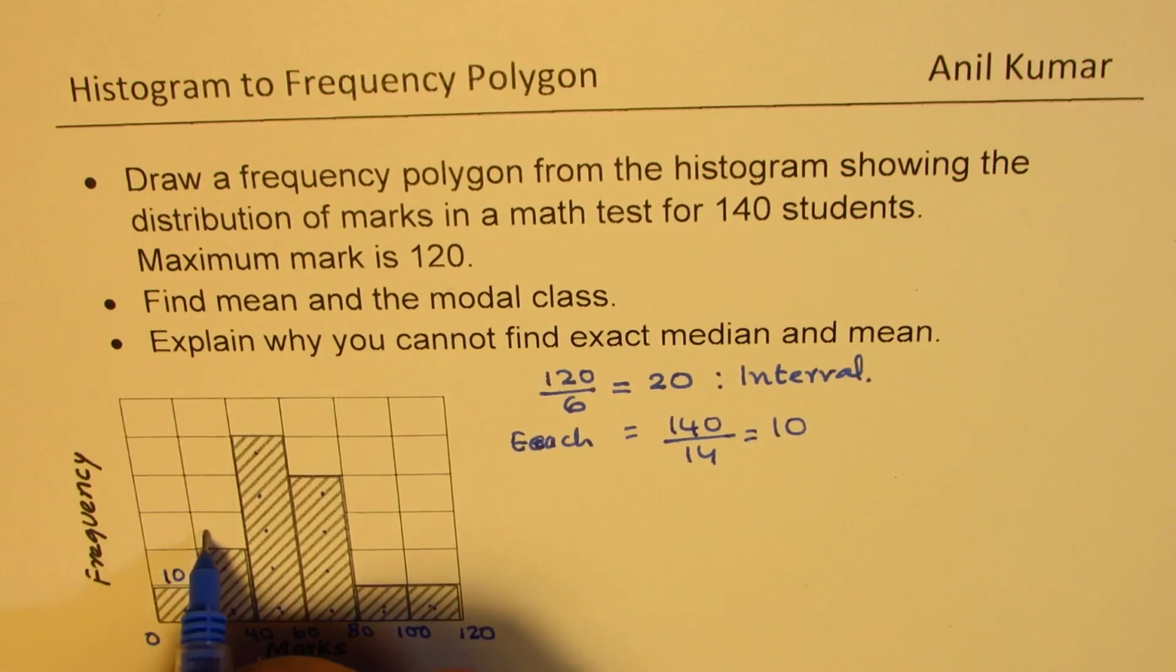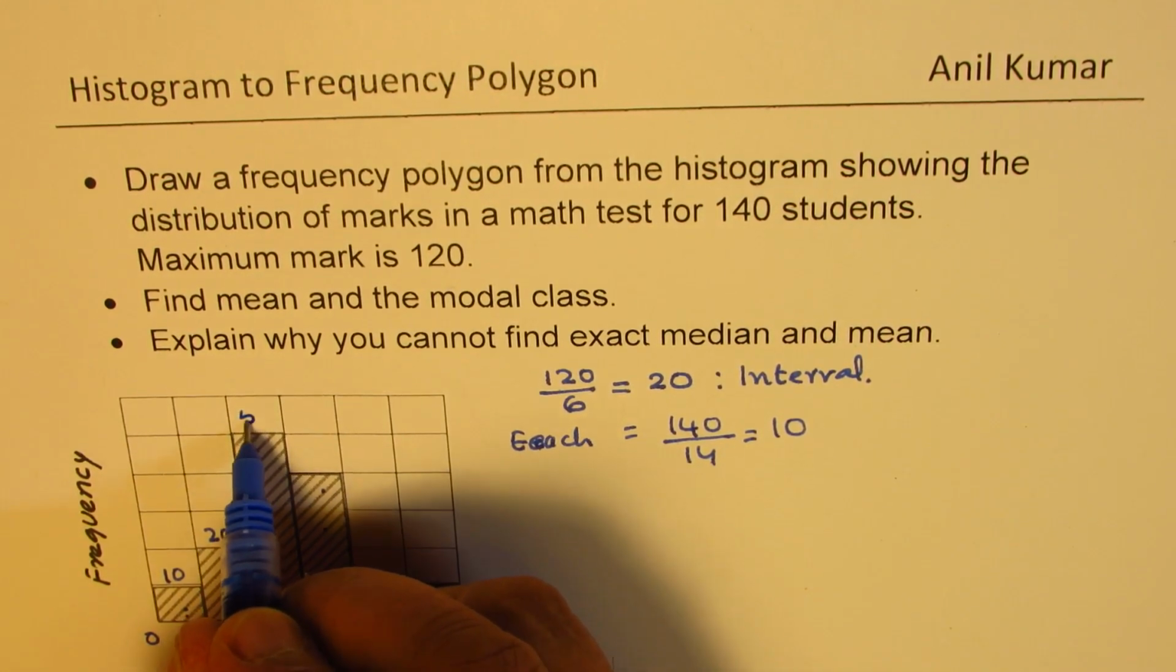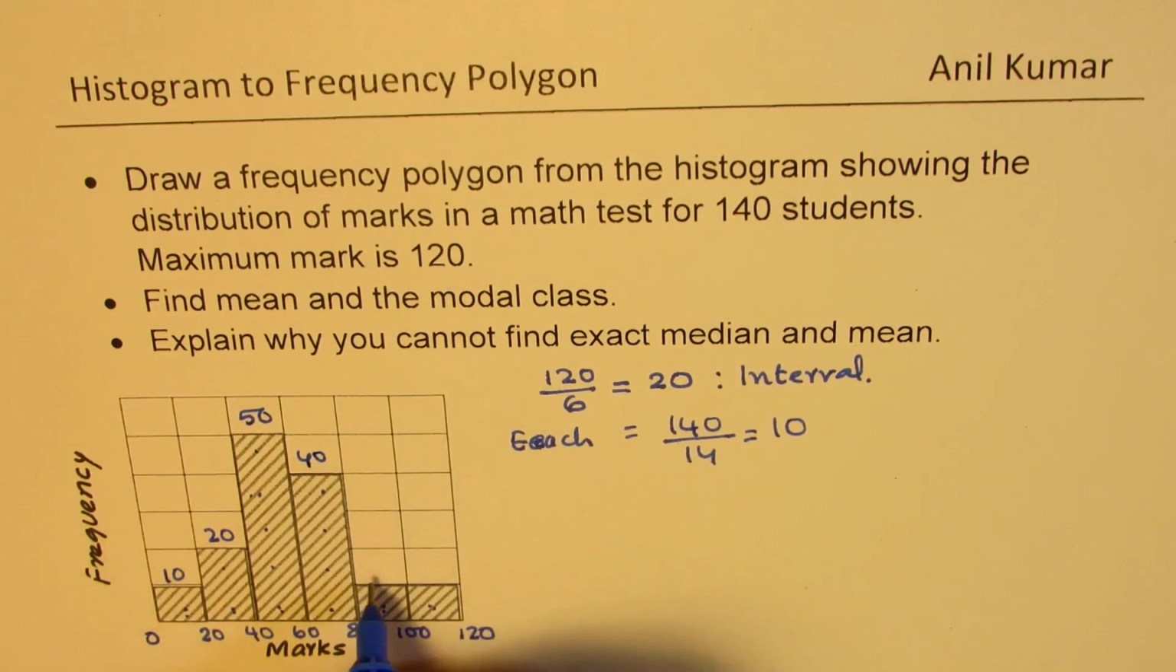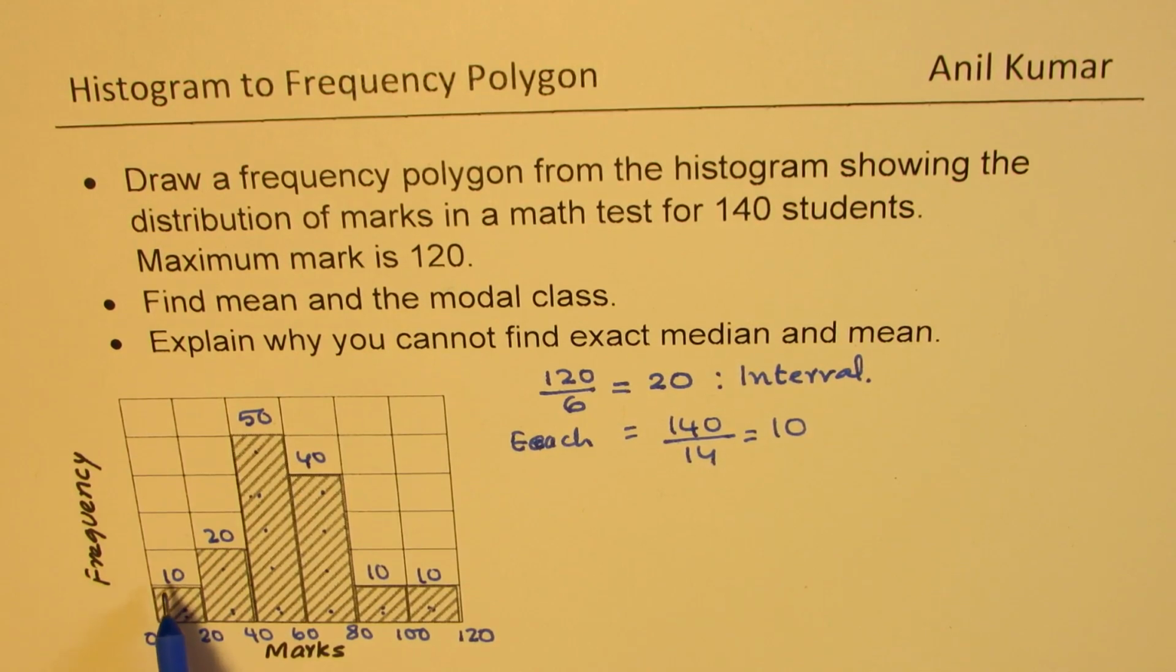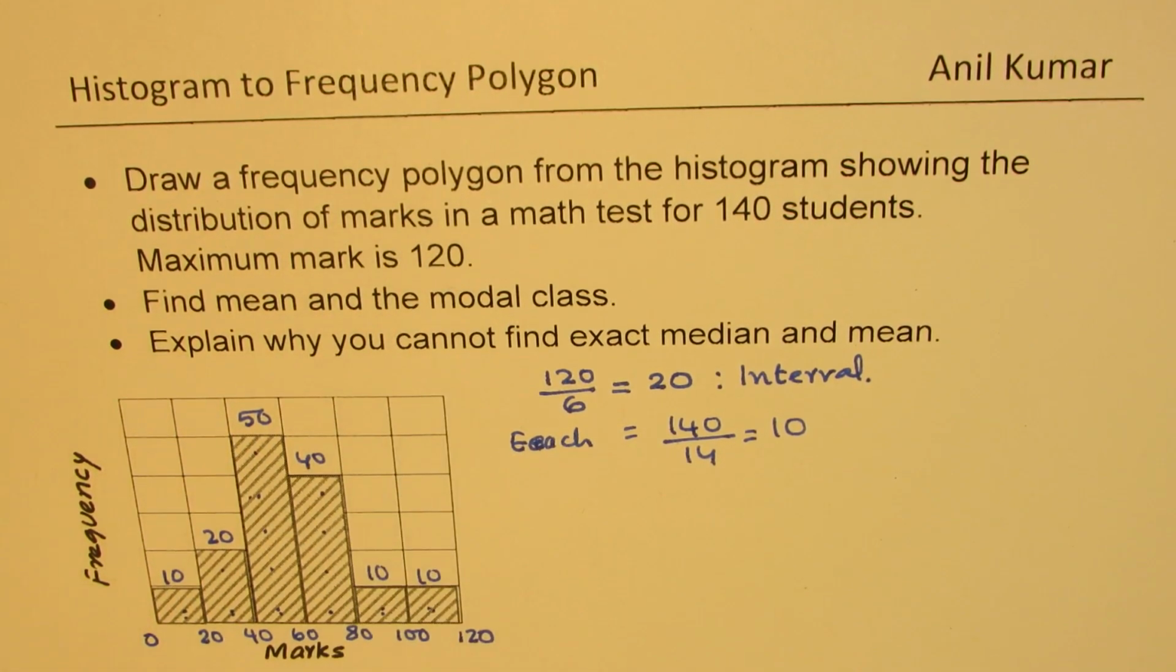So this will be 10, that will be 20, and then this is 30, 40, 50. These are 10 each, right? So if you add them up, 10 plus 20 is 30, plus 50 is 80, plus 40 is 120, 130, 140. So it does match with 140 students. Okay, now let's draw the frequency polygon.